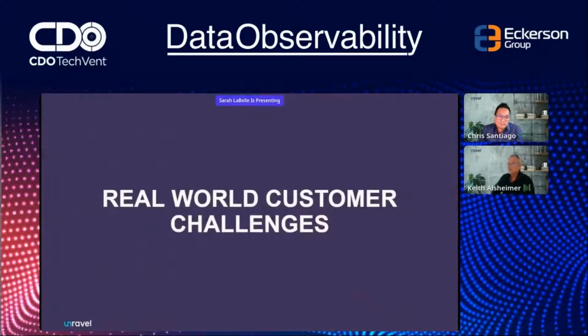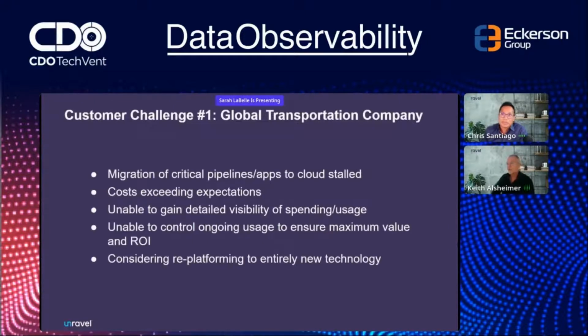Awesome. So now what we really want to do is walk through 3 real-world customer examples of situations where we've seen companies struggling with each of those core issues. And the first one is a global transportation company. So Chris, I'd love to hear your perspective on what you saw working with this particular company.